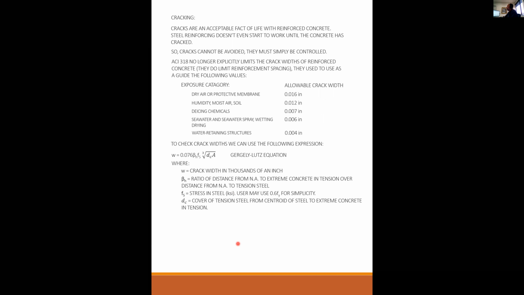D sub C is the cover of the tension steel from the centroid of the steel to the extreme concrete in tension. And A is the effective tension area of concrete, equal to the area of the concrete with the same centroid as the steel, then divided by the number of bars. And yes, I'll have an example showing you how to use these.